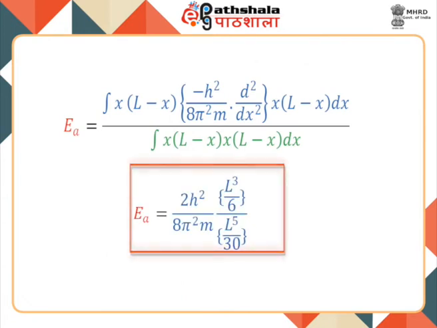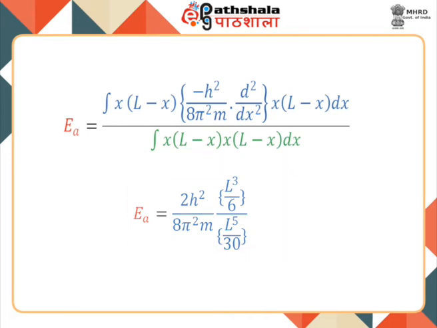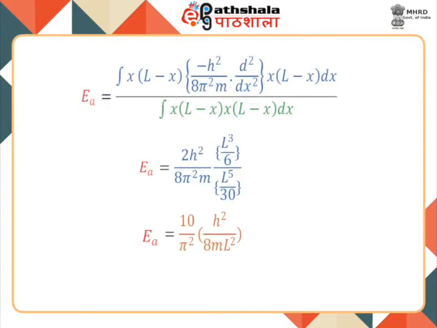2h square upon 8 pi square m into L to the power 3 by 6 upon L to the power 5 upon 30, which on simplification gives 10 by pi square into h square upon 8 m L square, or one can say approximate energy EA is equal to 1.014 into h square upon 8 m L square as given in equation 6.